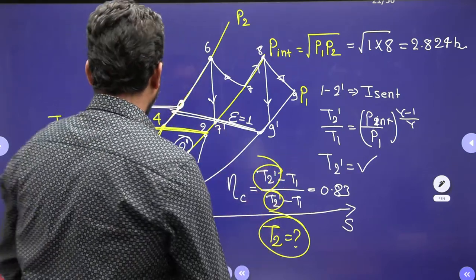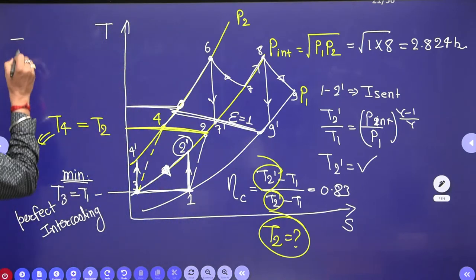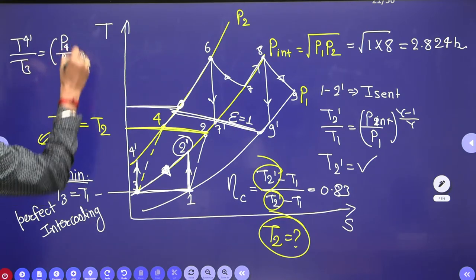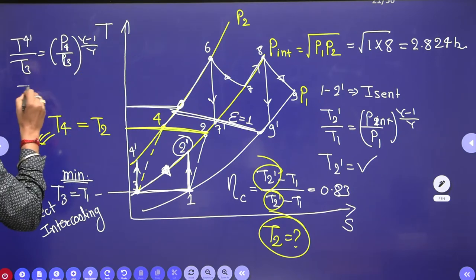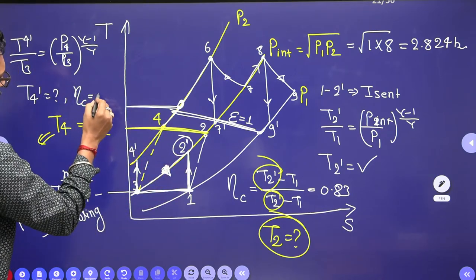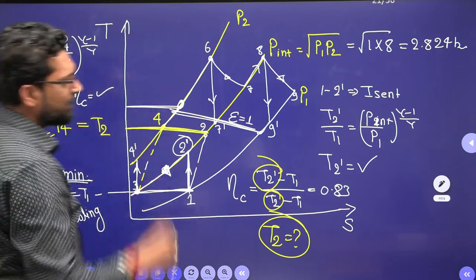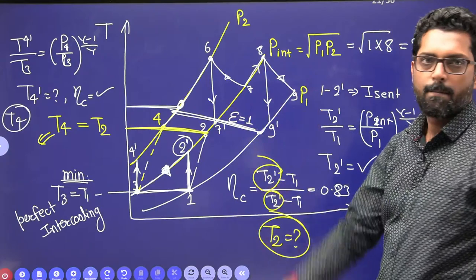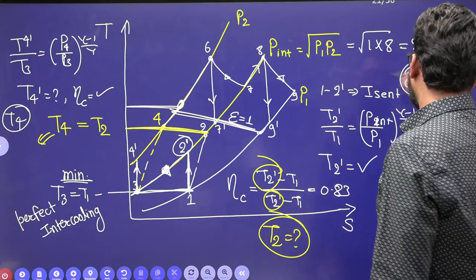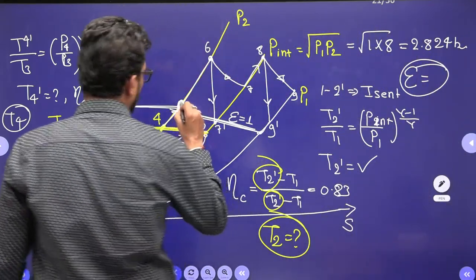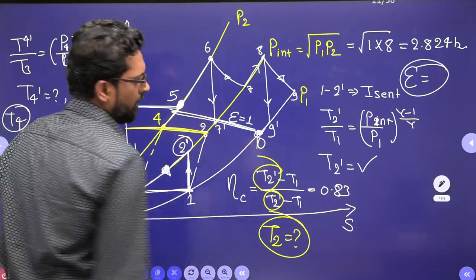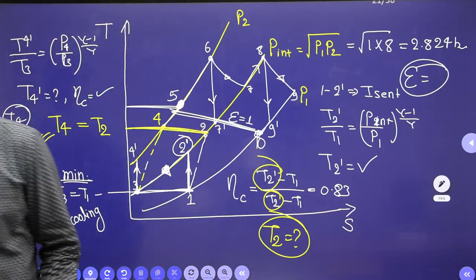Okay. Now again you apply this to the compressor. That means T4 dash by T3 is equal to P4 by P3 to the power gamma minus 1 upon gamma. From here you can find the T4 temperature, and for isentropic compression you can find T4. Like that, you can find all the temperatures. And again you apply the effectiveness formula and find the location of this one, this is your 5 and this is your 10. So likewise, you can calculate for this one.